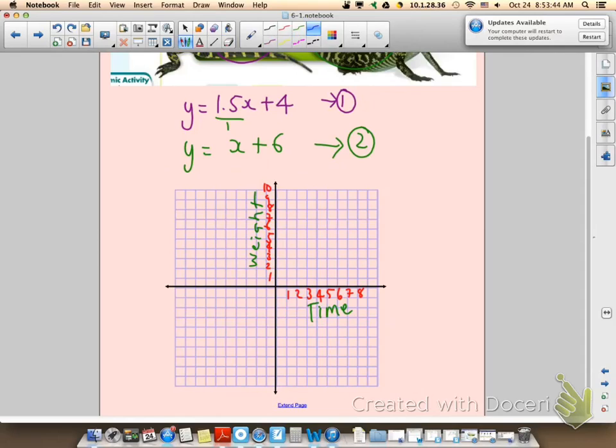Okay. So let's graph the first one, 1.5x plus 4. So I'm going to start at 4, the y-intercept. 1.5 over 1. Somewhere here. Is that better? Okay.